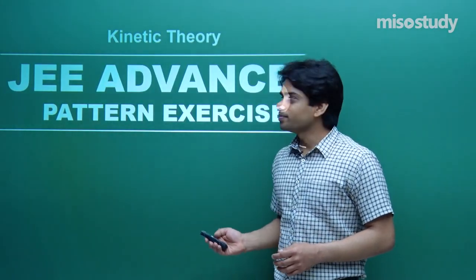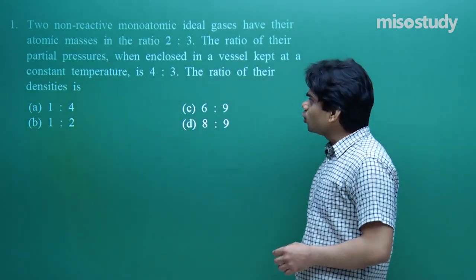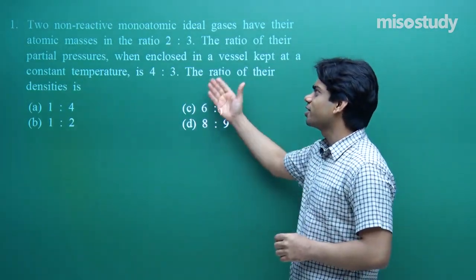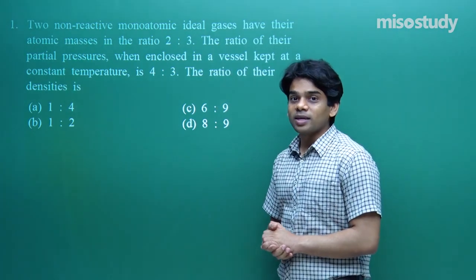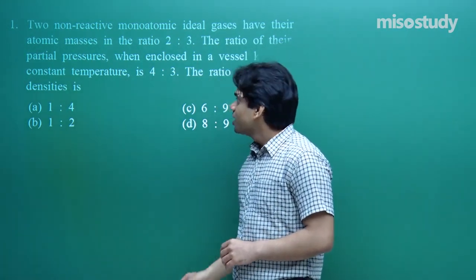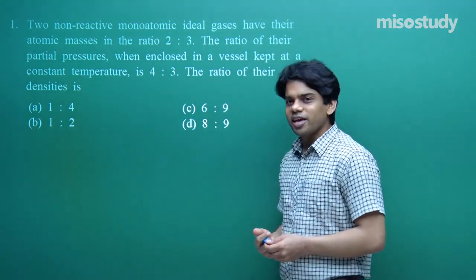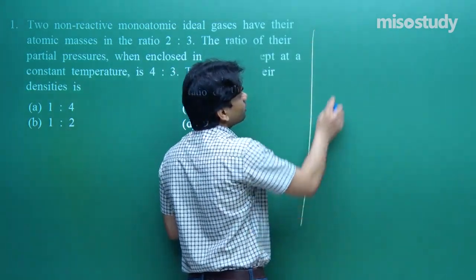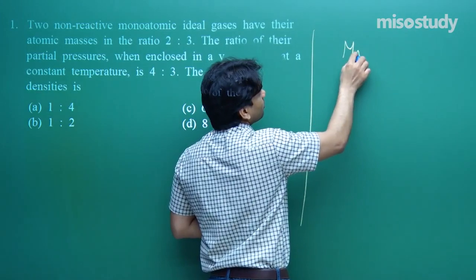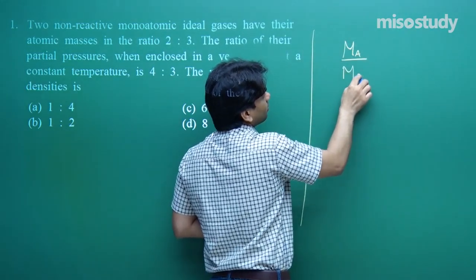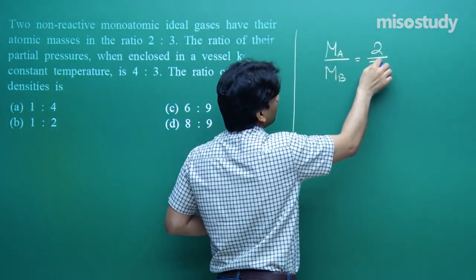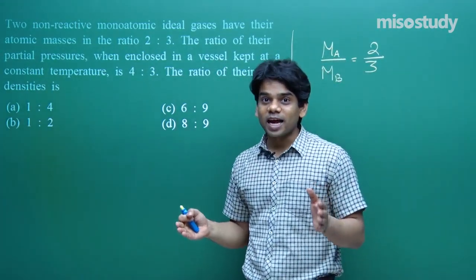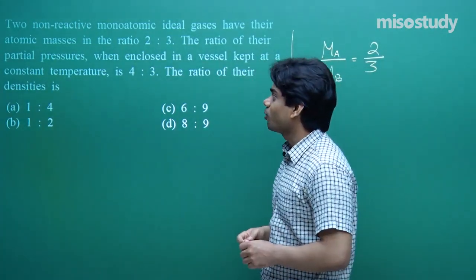Two non-reactive monatomic ideal gases have their atomic masses in the ratio 2:3. So atomic masses are given in the ratio 2:3. If I take two gases A and B, their atomic masses are in the ratio 2:3. So let me say that Ma by Mb is equal to 2 by 3. This is what has been given. We are taking two gases A and B, so for that I have used Ma and Mb, their atomic masses.